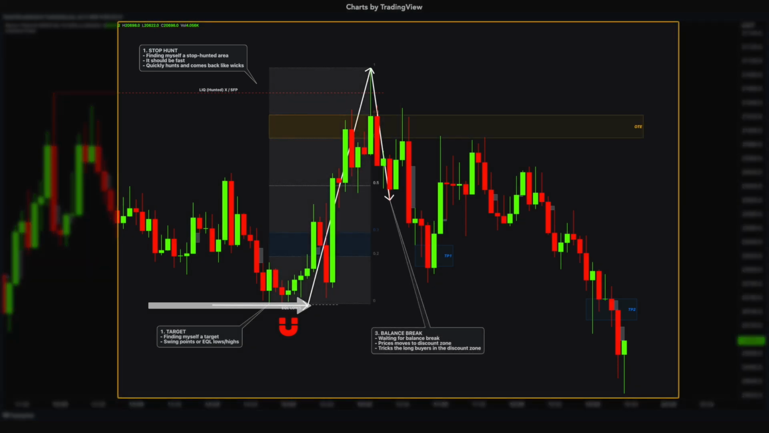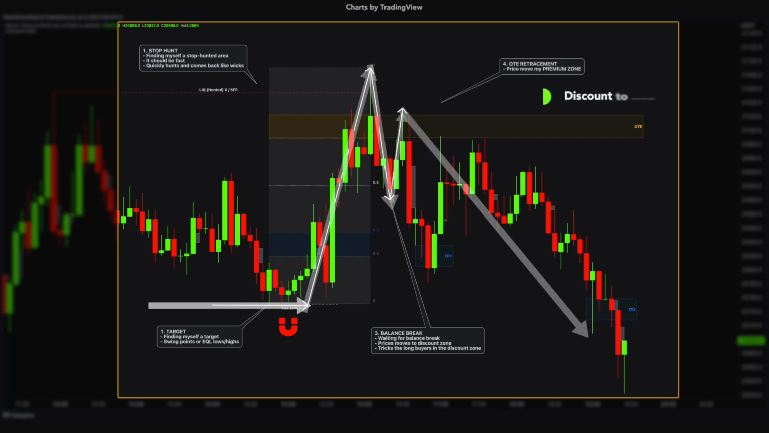Step 3. Wait for the price to reach the discount zone. But why? It's simply for trapping beginner traders. Because new traders use Fibonacci tools and try to enter from like 0.5 or 0.6 without considering any other price action concepts or combining high or low time frames.